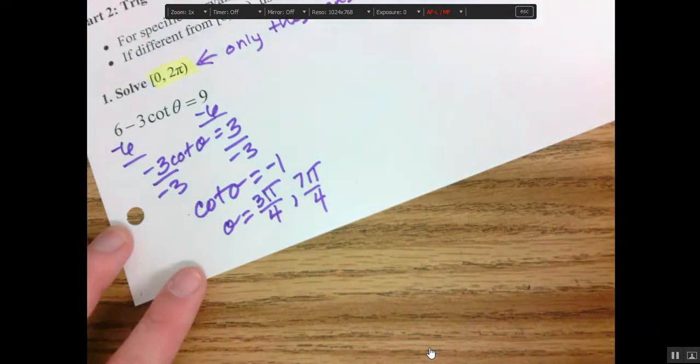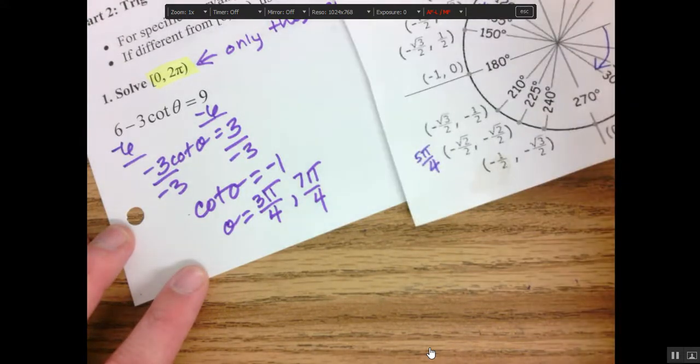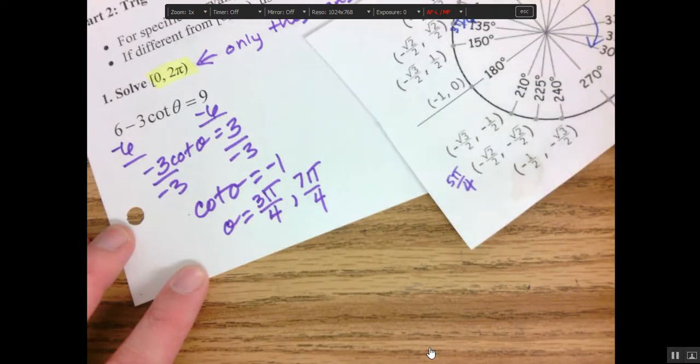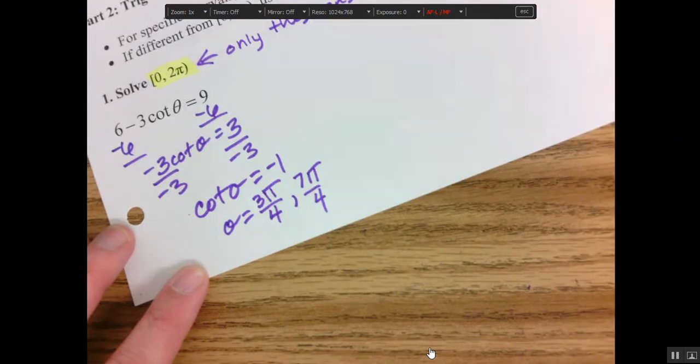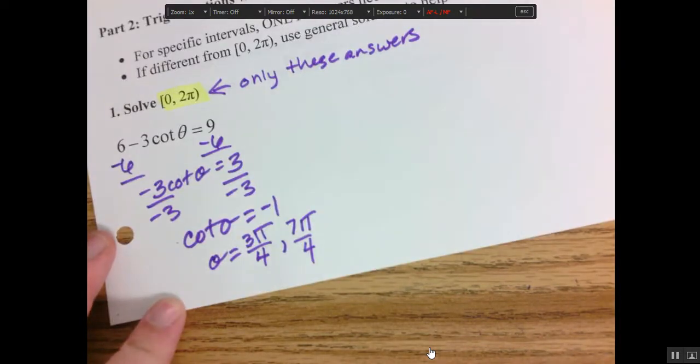Okay. On the next page, some of the intervals are different. If it says 0 to 4 pi, then that would mean that after you get the answers on the first unit circle, you have to add 2 pi to each of them to get answers on the second unit circle. Okay, you have a question on this one? All right, turn the page, try the next one.